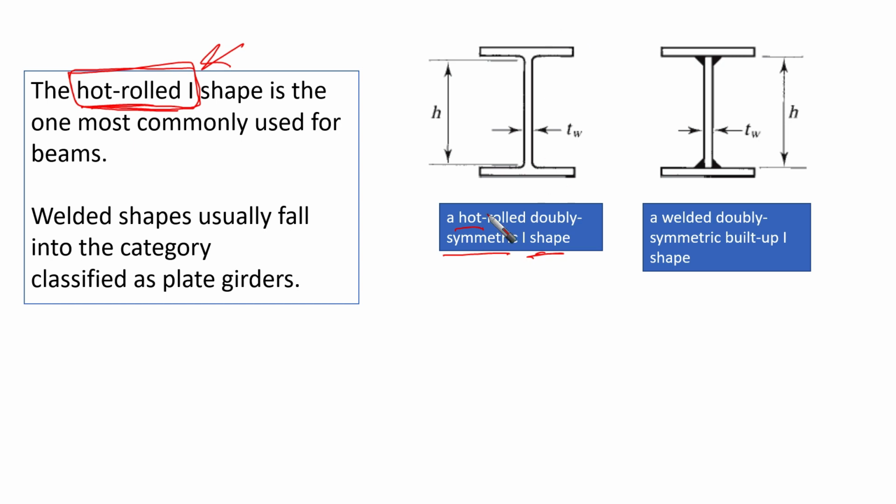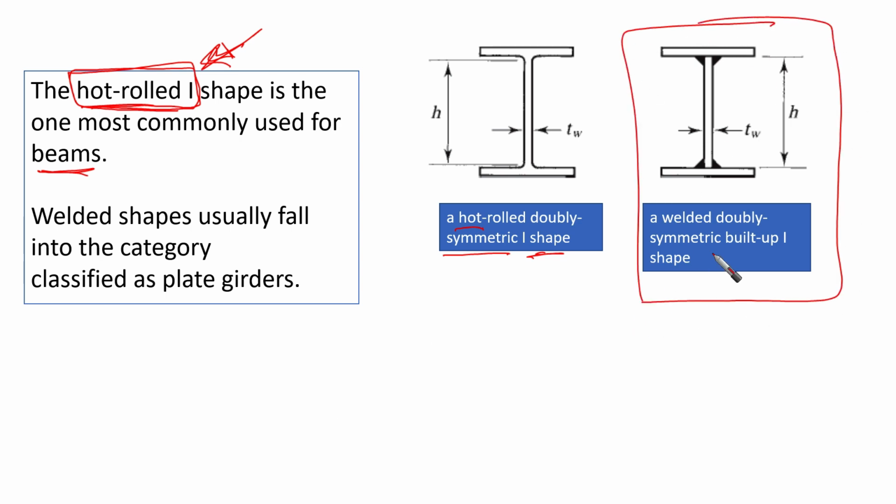As you can see, this is manufactured as we said. This is the method of manufacturing for this. It's the one most commonly used for beams. The other one is the welded doubly symmetric built-up I shape. Welded shapes usually fall into the category classified as plate girders. We're going to find this whenever you design bridges, for example.